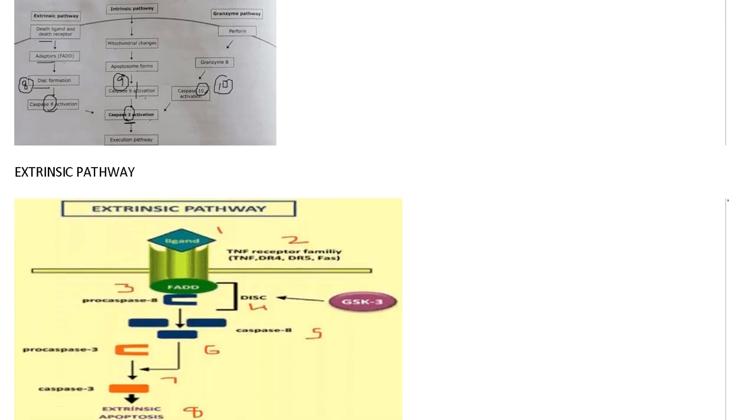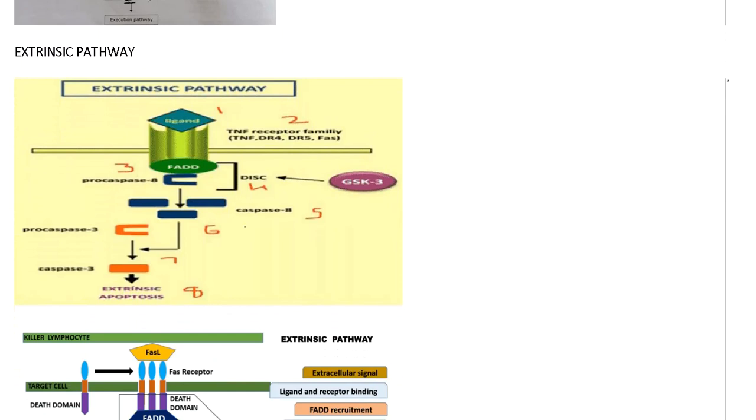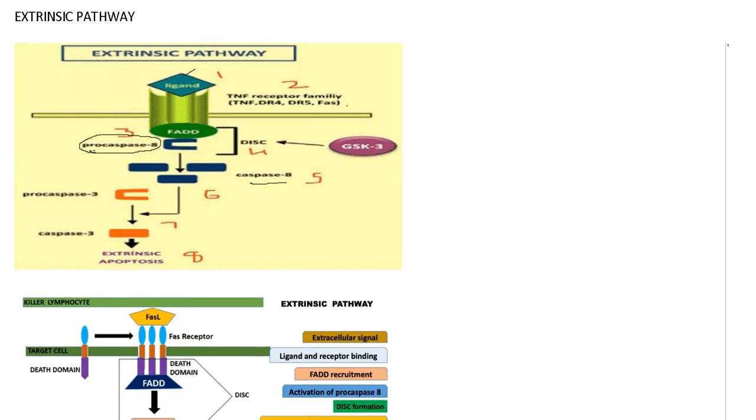Now coming to the execution path, the extrinsic pathway. In the extrinsic pathway, there is a ligand which is attached to the apoptotic cell, and there is a receptor which is attached to, for example, macrophages. There is a DISC formation, where a receptor has some domains, and these domains bind to procaspase 8. Procaspase 8 will form caspase 8. The ligands here are the TNF receptor family: FAS, DR5, DR4, TNF.